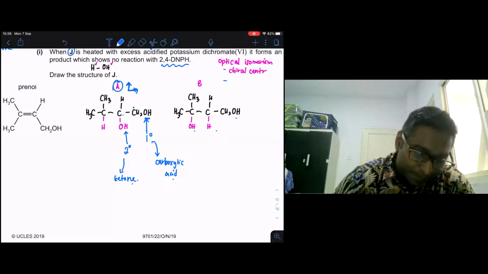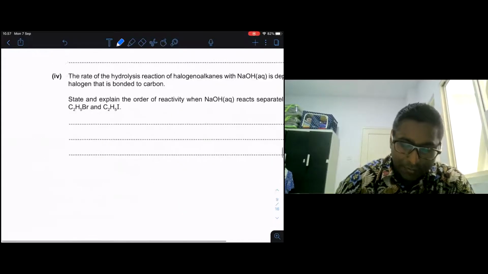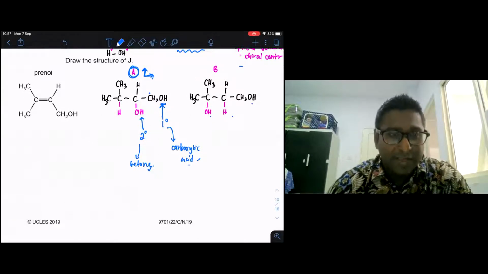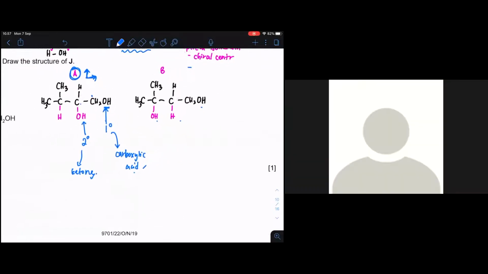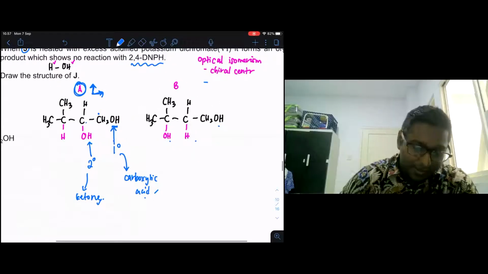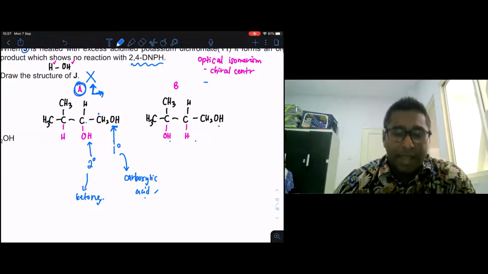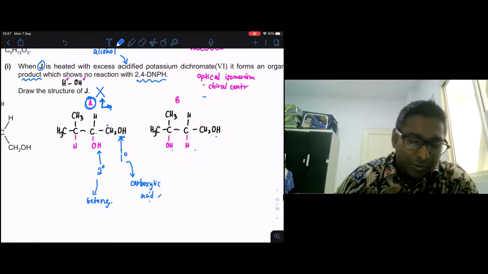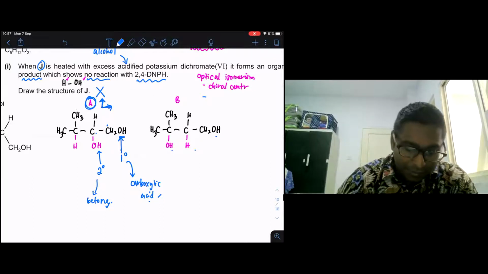In this case, in A, you know that this part will give you the carboxylic acid, right? And this part will be a ketone. Now, will the presence of a ketone give you a positive result with 2,4-DNPH? Yes. So can A be the answer? Definitely not, because they have mentioned that the product must show no reaction with 2,4-DNPH. Here, they will show a reaction, so this is definitely not the answer.